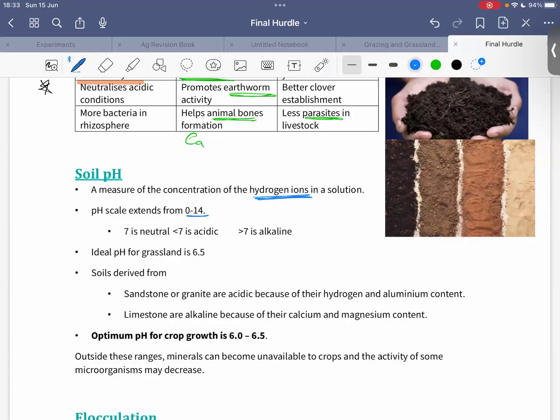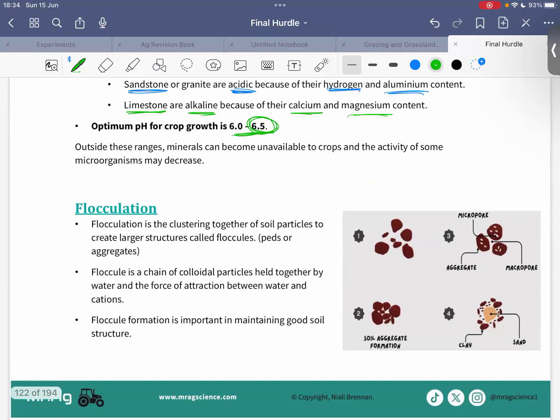As I said already, the characteristics of the rock is going to be the characteristics of our soil. If we have a sandstone or a granite soil, or a rock, I should say, we're going to have an acidic soil. If we have limestone in our soil as a parent material, we're going to be alkaline, okay, because of the calcium and magnesium present, okay? So sandstone, acidic, we have high levels of hydrogen and aluminium present. With our limestone, it's going to be alkaline, high levels of calcium and magnesium present. As we all know, our 6.5 is going to be that optimum range, okay? Anything outside that range, nutrients aren't going to be available in our soil.